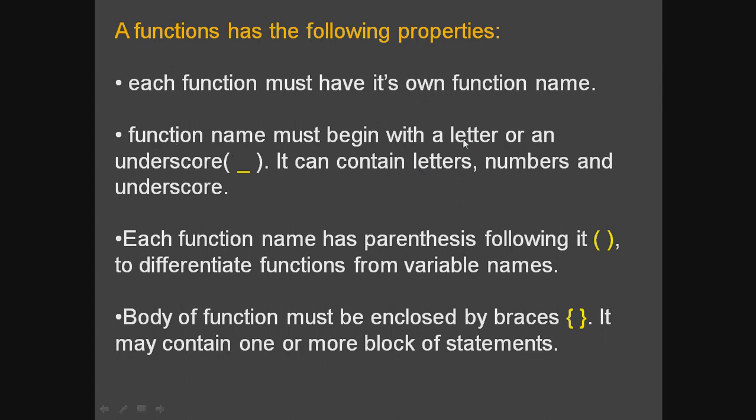Function name must begin with a letter or an underscore. It can contain letters, numbers, or underscores. So it must always begin with an alphabet or an underscore, but most preferably we use alphabets to start the function name. So it follows the same rules pertaining to variables. After the first character you can have more letters, numbers or underscores. Now each function name has parentheses following it to differentiate functions from variable names.